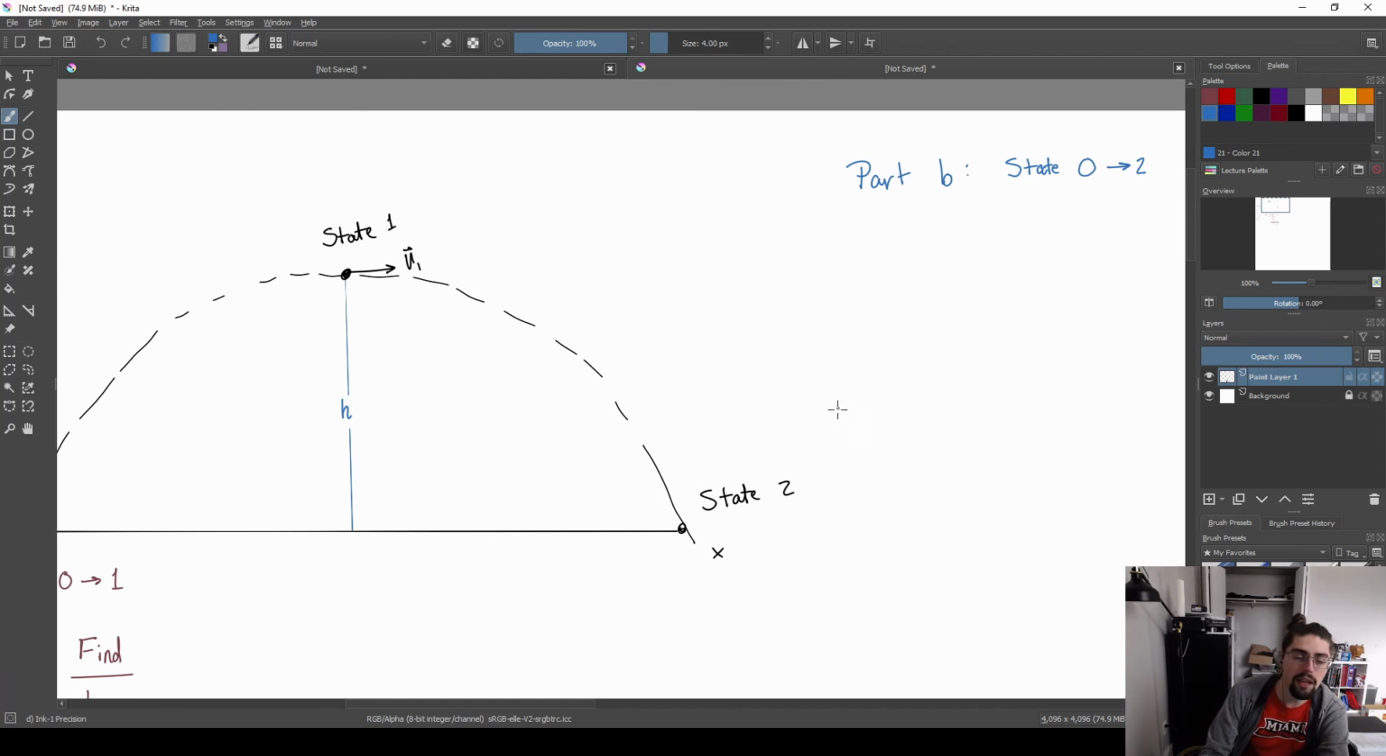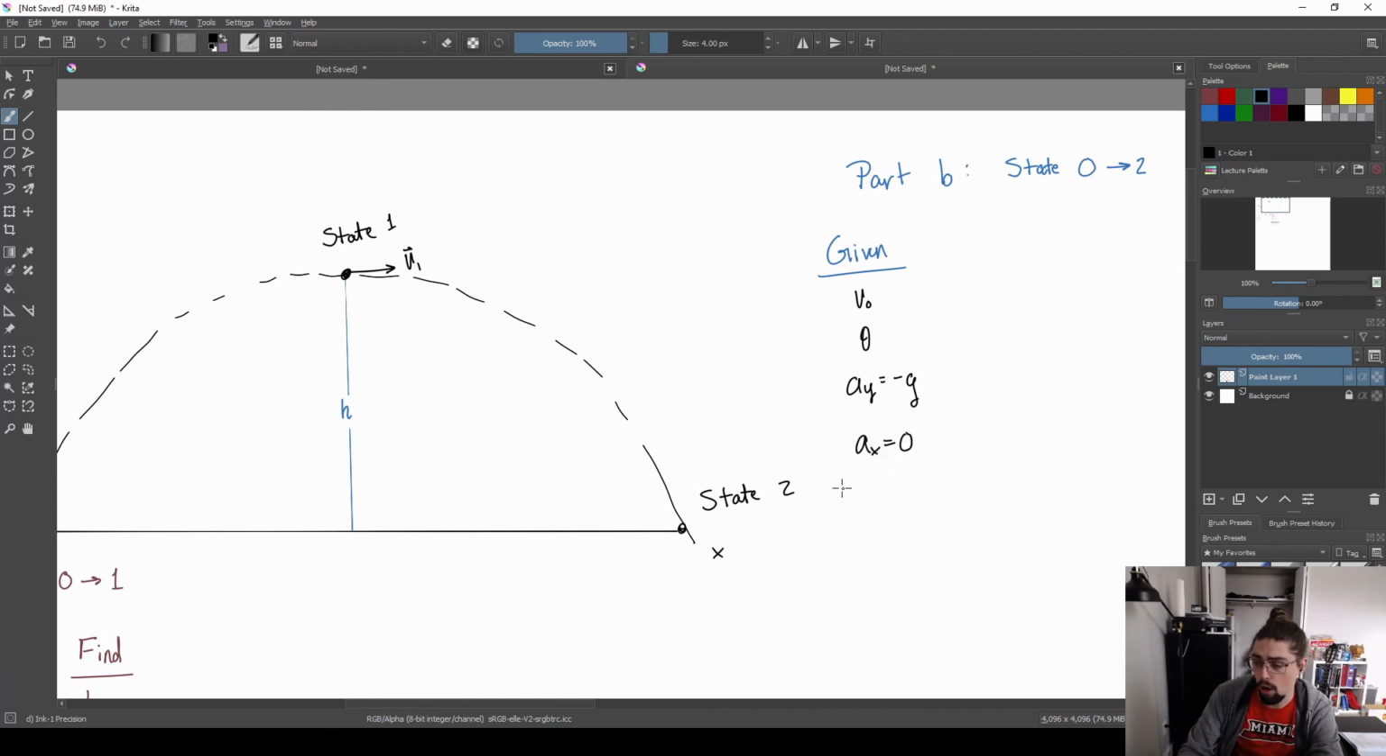So a lot of the things that I have will carry over. There's no problem with that. Let me start with the things that I'm given. I am given v naught. I'm given theta. I know that my acceleration in the y direction is still negative g. I know that my acceleration in the x direction is still 0. I know that x naught and y naught are still 0. Those were true for the last part. They're still true now because all of these are still describing state 0.